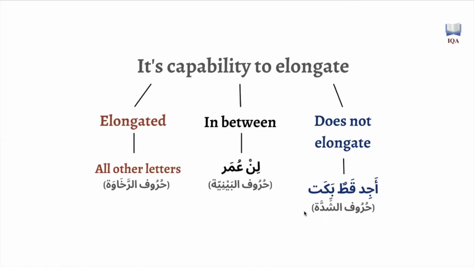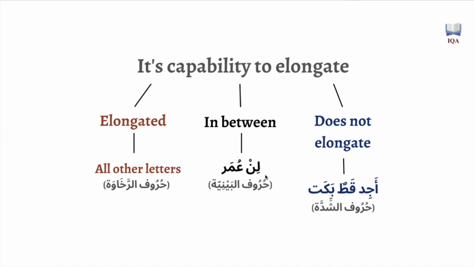Moving on to the second category, which is its capability to elongate. We have those that cannot be elongated, which are these ones here, ajaz, qatun, bakat, which are called huruf al-shidda. Huruf al-shidda are letters that cannot be elongated. I cannot elongate the jim. I cannot elongate the qaf. It just stops the airflow. There's no way for me to make it longer. And now we have letters that are in between, which are called huruf al-bayniyya, which are lin umar, the lam, the noon, the ayn, the mim, and so on and so forth.